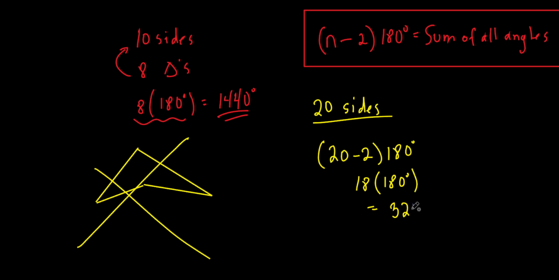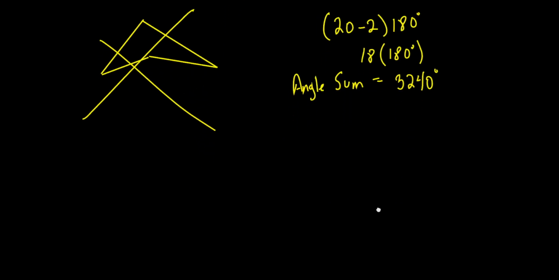That's not even a number that I recognize. But that's how many degrees. That's the angle sum. Okay, the angle sum is 3240. All right, we got that down. We got one more thing to talk about. Well, maybe two more things, actually. Yeah, I got time. All right, let's do this.